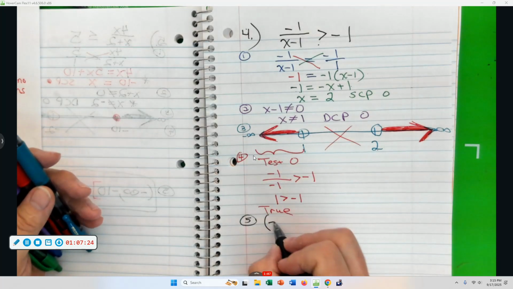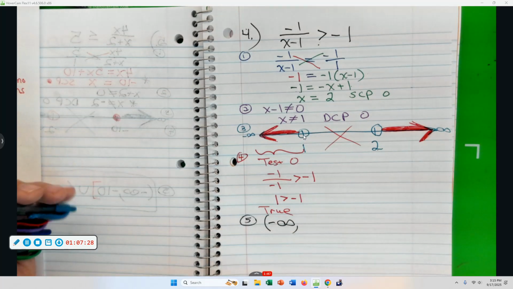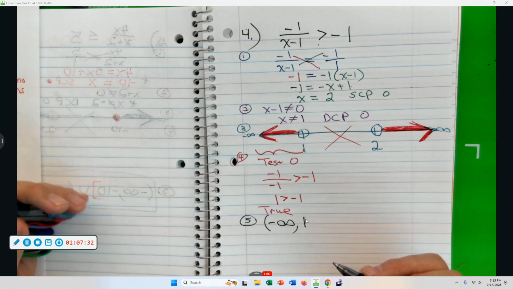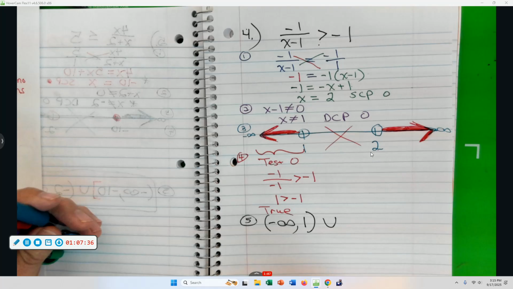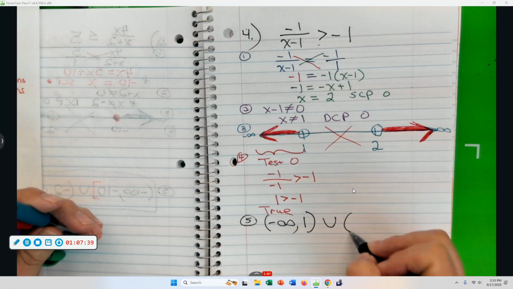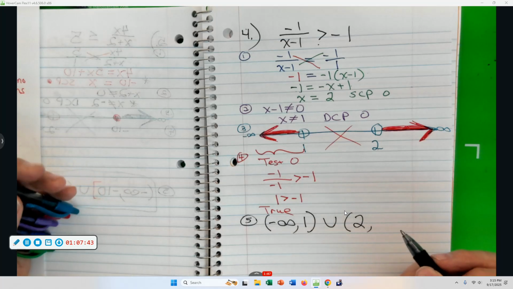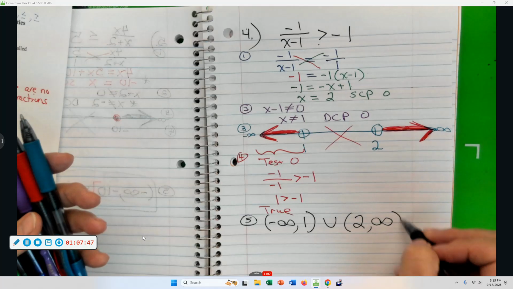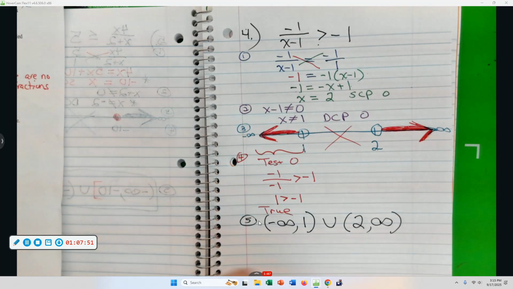negative infinity, on the left-hand side. Oops, I put the comma automatically. So comma 1, parenthesis. Then parenthesis 2, comma, positive infinity, and then parenthesis. I want to see y'all think about that and get the answer.